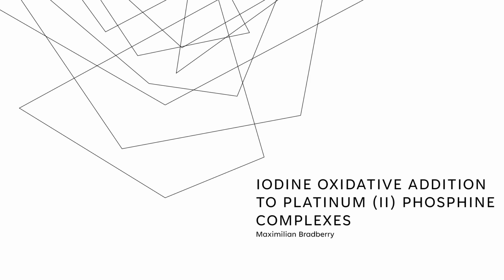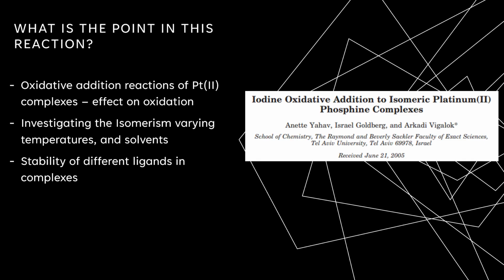Welcome to this explanation of the oxidative addition reaction that occurs in organometallic chemistry, and in particular here involving platinum 2 complexes. What is the actual point of the reaction that's shown in this article? First of all, it shows the oxidative addition reactions as previously mentioned, but it also demonstrates the effect on the oxidation state and the coordination number of central compounds, and it investigates the isomerism of different ligands at varying temperatures with varying solvents, as well as looking at the stability of the varying ligands.